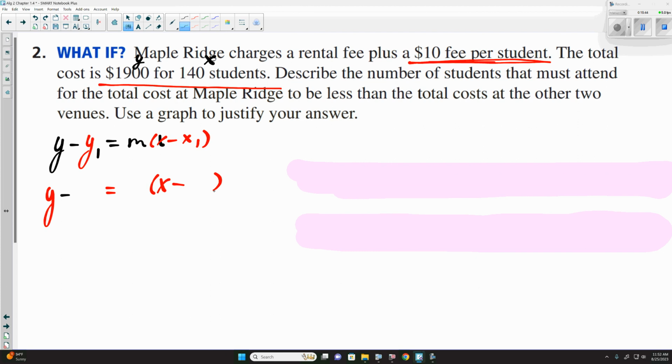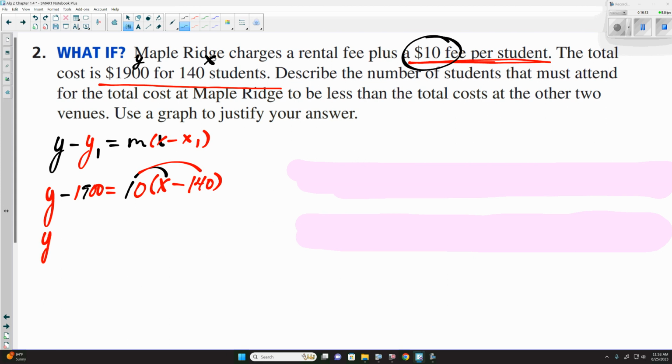Well, our slope was told to us to be $10. And the x value of our point is 140. Our y is 1900. At this point here, we do need to solve for the value of y. We need to get y by itself so we can find the starting cost, so we can see and go from there. We have the equation of the line.